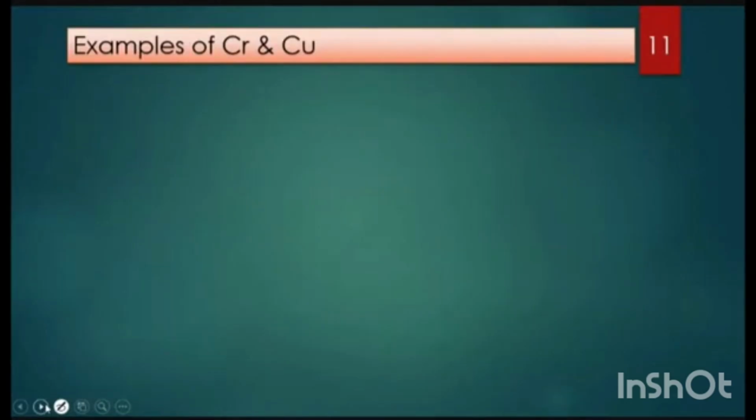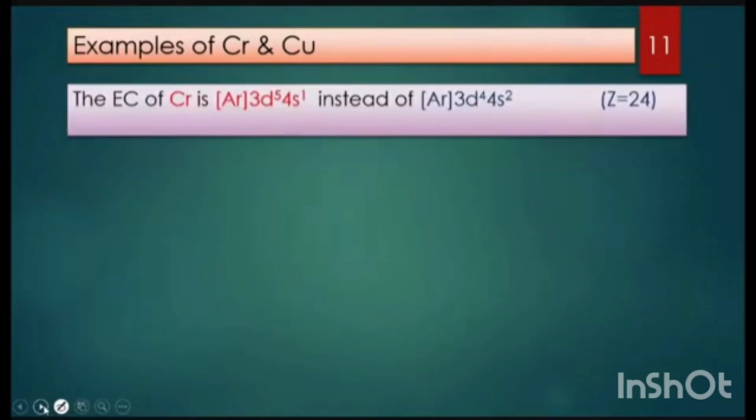So how to prove that? How do we come to know that the energy gap between the (n-1)d and the ns orbital is little? To prove that, I have taken 2 examples. I have taken elements of the first transition series, that is from the 3d series: chromium and copper. Now we shall see. The actual electronic configuration of chromium is given as argon core 3d5 4s1.